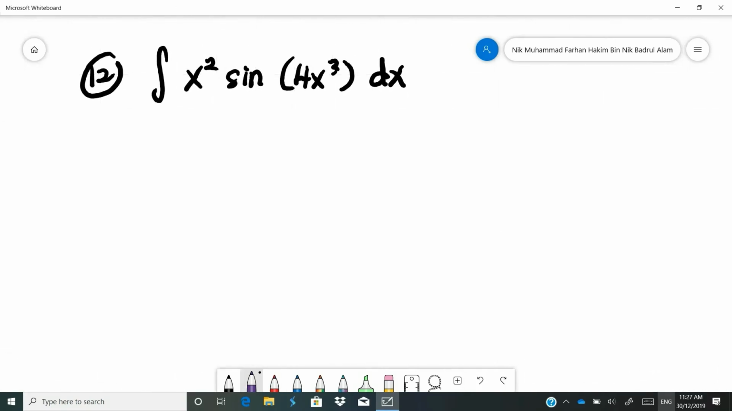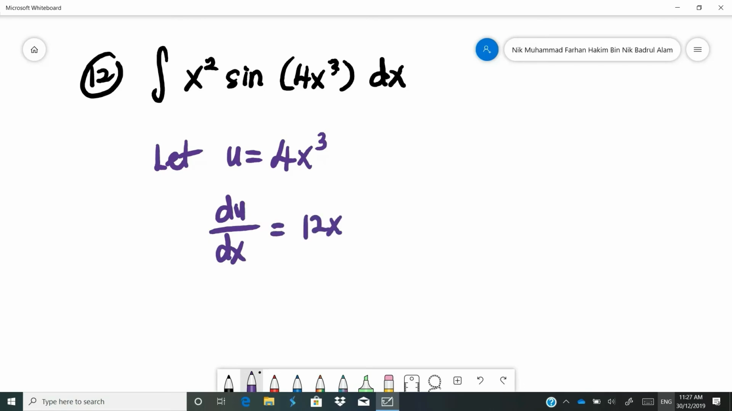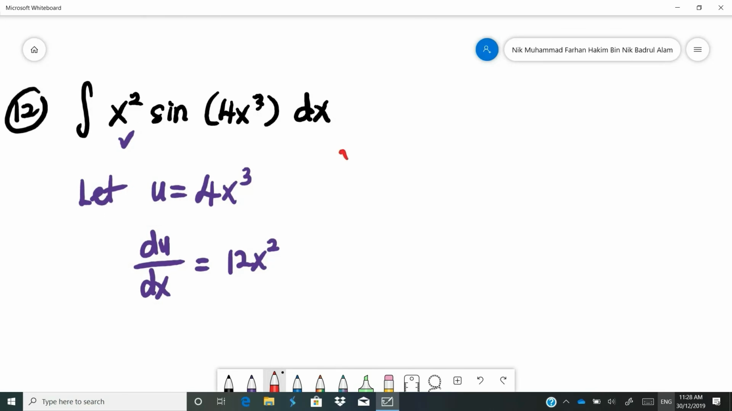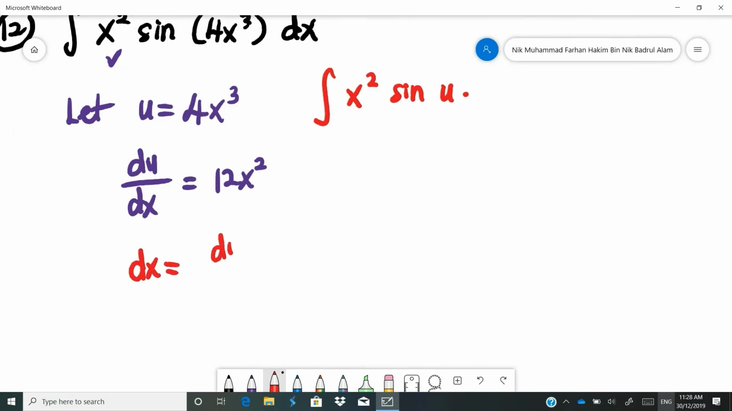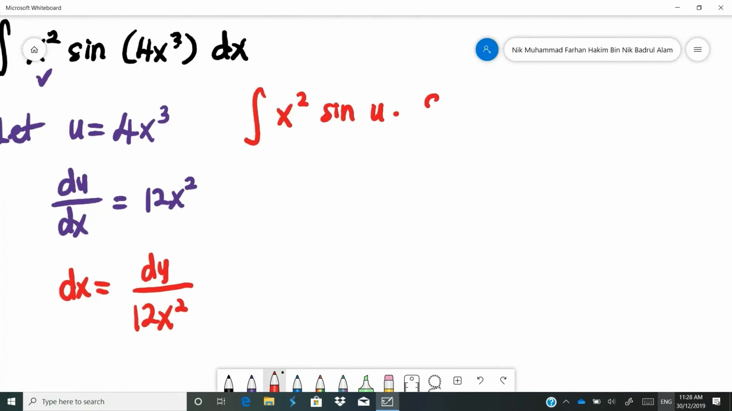It is easy actually. We have to let u be the one in the bracket again, 4x to the power of 3. Why? Because when you differentiate this one, we'll get 12x squared. This x squared and x squared can be cancelled later. Maybe you can't see it now, but later you can see 12x squared. So you will have x squared sine u dx. I'm sorry, to make dx the subject, so du over 12x squared. This one is going to be written here.